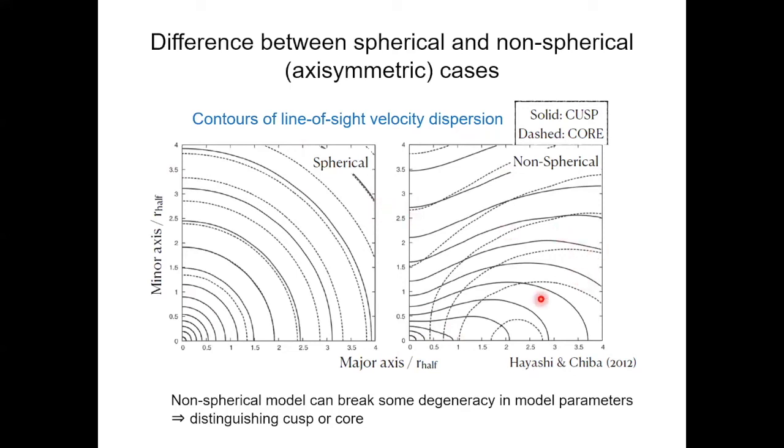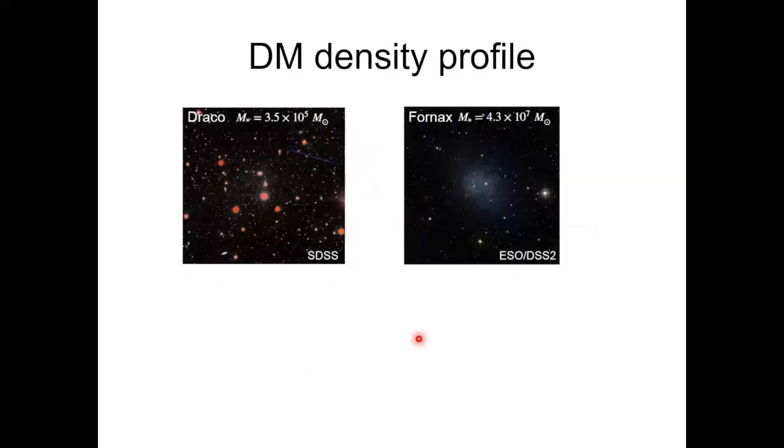And this also shows that the solid line is the case of cuspy dark matter and the dashed line is the core. So there's some difference. So this 2D distribution of the line of sight velocity dispersion of the stars is so important. So we are working on this non-spherical mass model for the dwarf galaxies, and actually we adopt the axisymmetric mass model. And okay, let me skip the results.